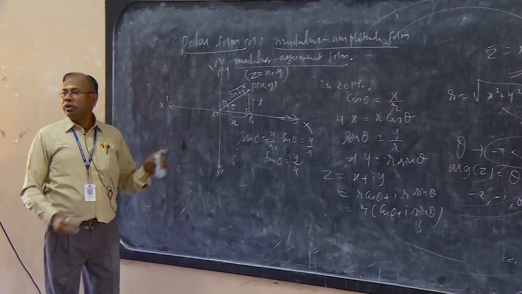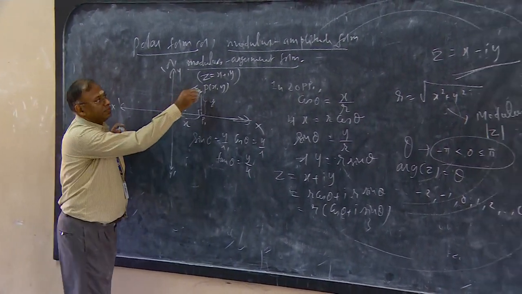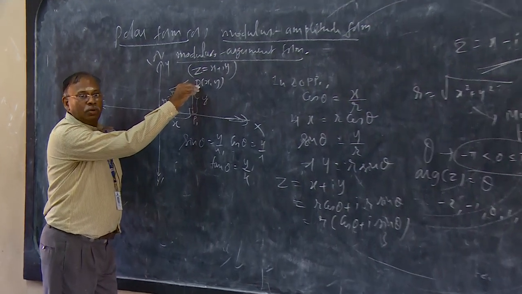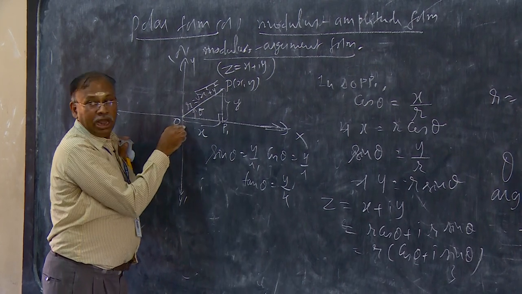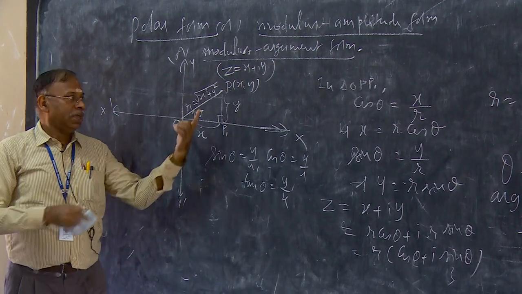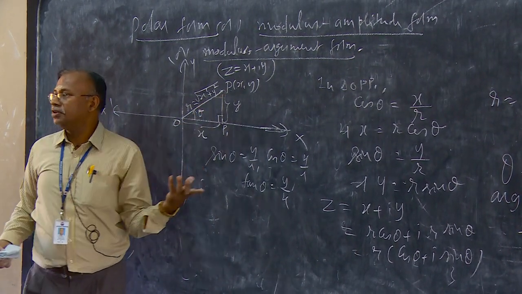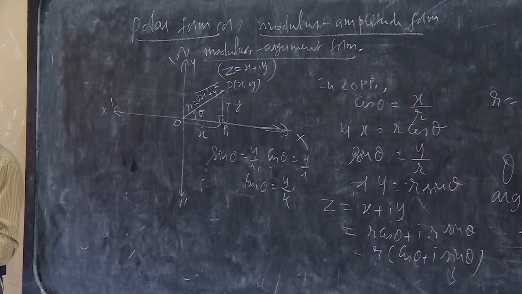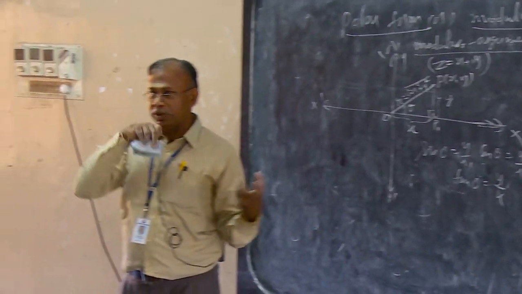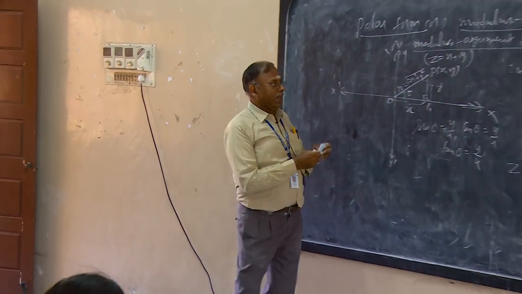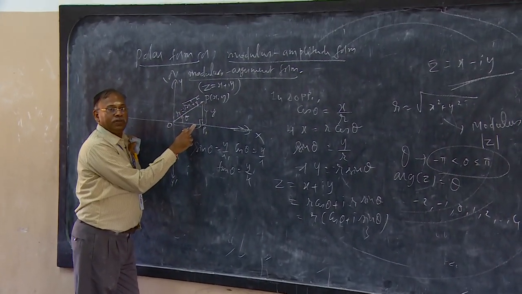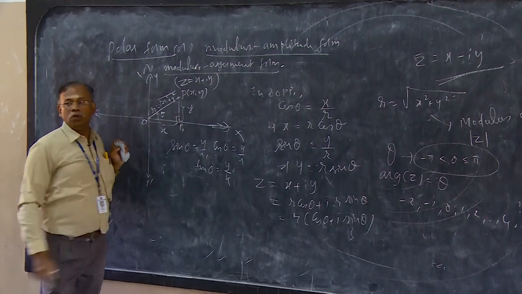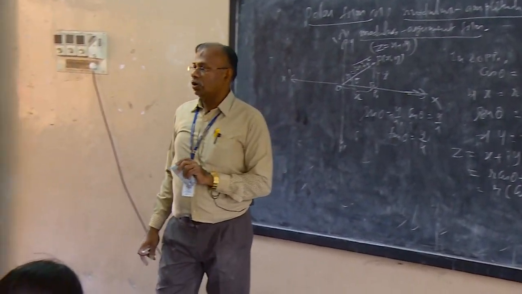From the diagram, it's easy for you to note one more point. The geometrical meaning of modulus tells you it is the distance between the point P x comma y, representing the complex number z equal to x plus iy in the coordinate plane, and the origin O 0 comma 0. Since it's a distance, it can never be negative. Therefore, r is always considered to be a positive quantity.